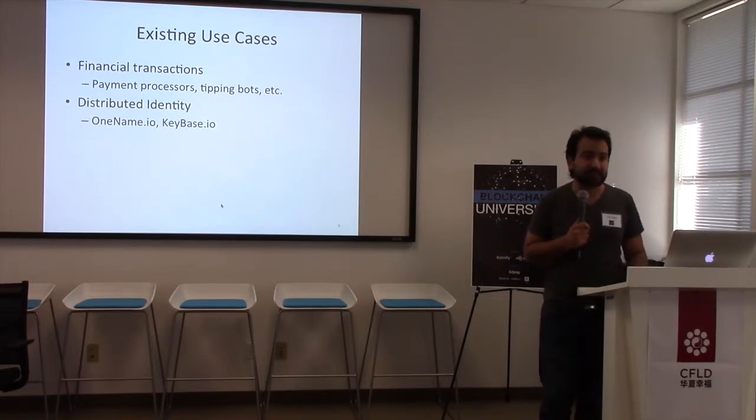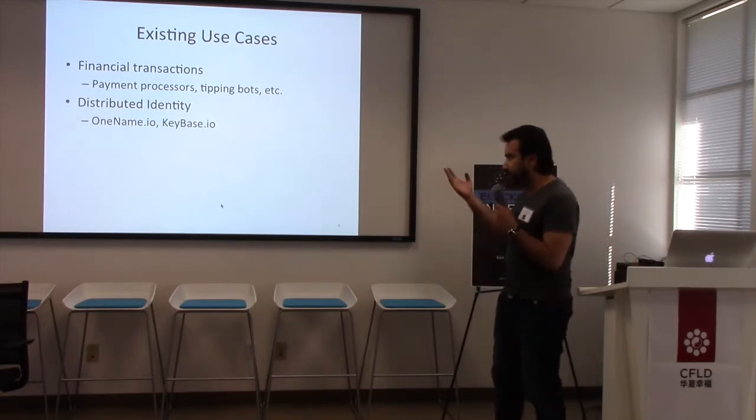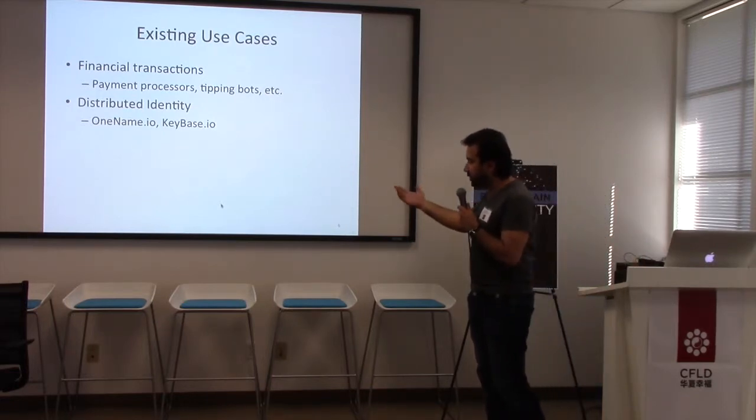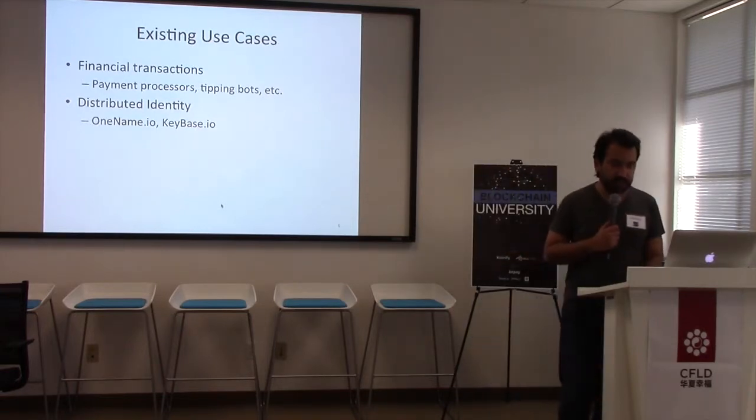You're not making a transaction on the Bitcoin protocol, but you're using the public-private key cryptography that Bitcoin very heavily relies on. And there are companies that are doing this. So there's OneName.io by two students at Princeton. And there's Keybase.io, the ex-OkCupid guys, they started it.